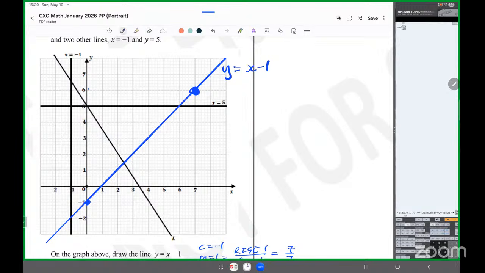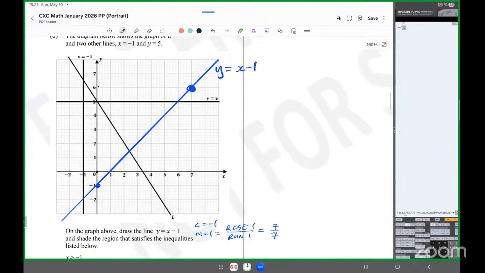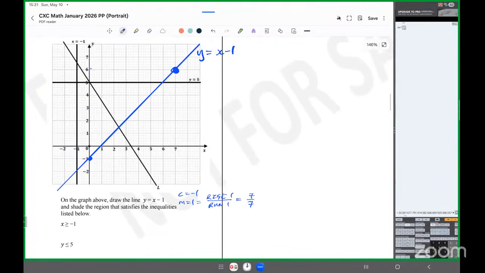Some people might plot points and get it, but the gradient and a y-axis intercept is a nice quick way to draw one line. Put on a y-axis intercept and then rise and run from it using the gradient. Because the gradient is how you rise and run from one point to another point. So that's the line y equals x minus 1. Nice and easy. Then they want us to shade the region that satisfies these inequalities.